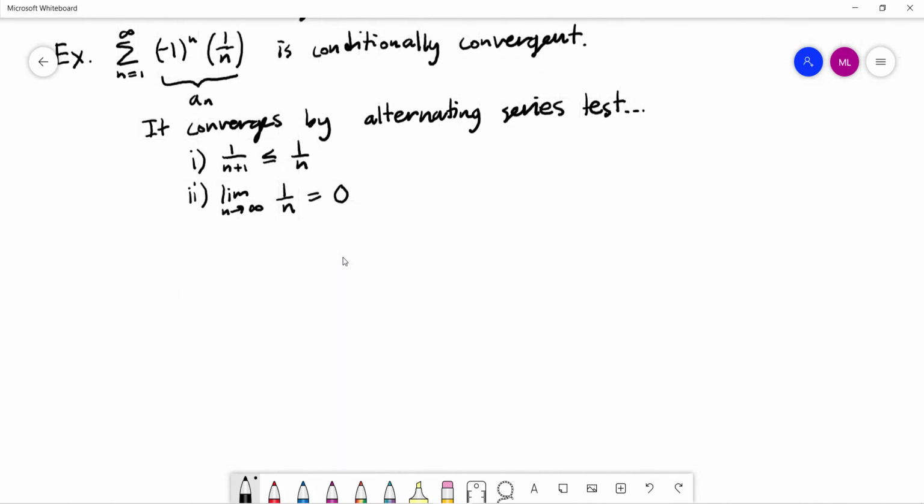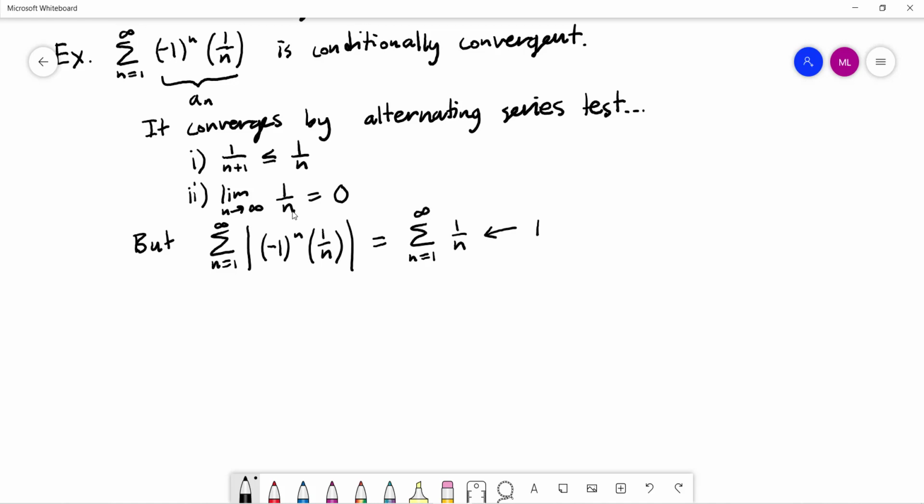However, if we look at the sum from n equals 1 to infinity of the absolute value of -1 to the n times our 1 over n, well, the absolute value just negates the -1 to the n part. No matter what, this is going to be positive. We're not switching signs anymore. So this is the same as just writing the sum from n equals 1 to infinity of 1 over n.